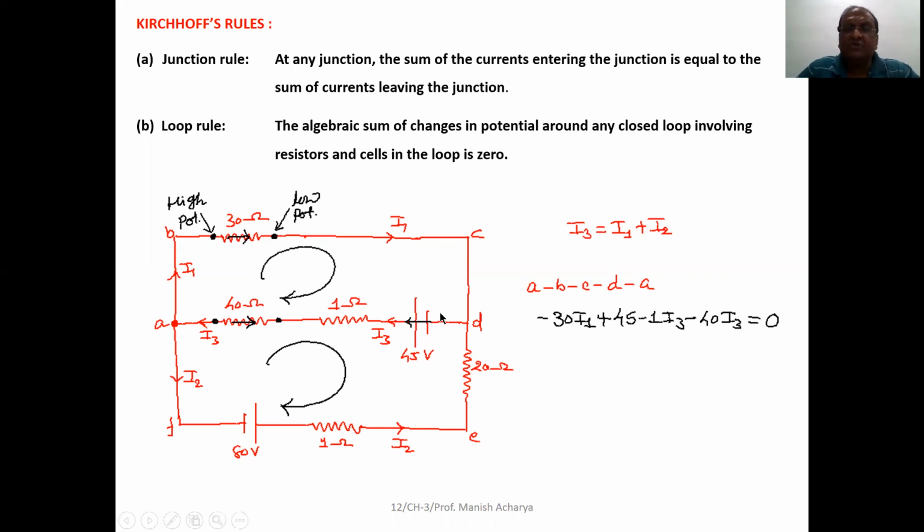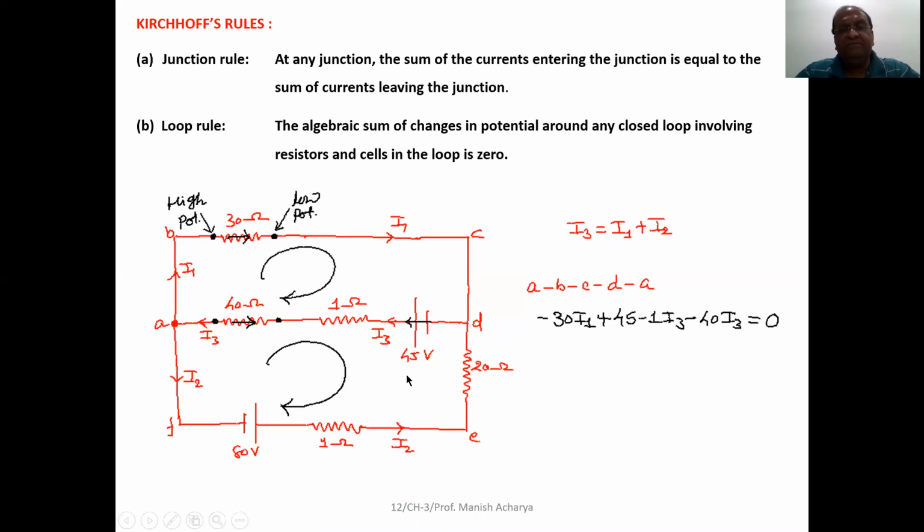Now remember the shortcut for the battery: through the battery, when you are moving from the negative terminal to the positive terminal, then take the potential difference of the battery as positive. And the opposite: if you are moving through the battery from the positive terminal to the negative terminal of the battery, then take the potential difference as negative.